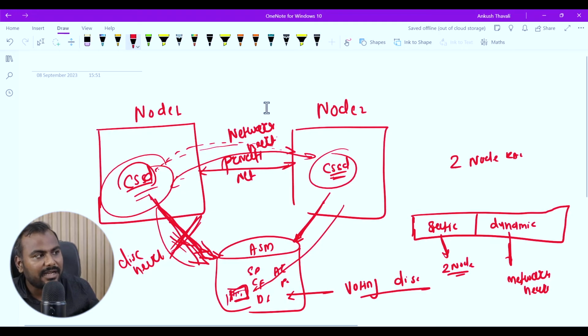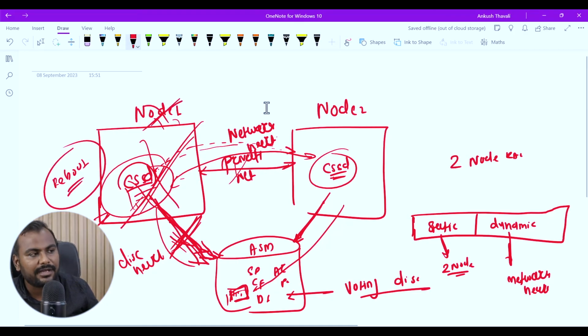Or there is a chance that node 1 and node 2 are not communicating to each other. So node 1 is down because of a certain problem, like a network problem. In that case, what will happen? The voting disk will say, okay, let's reboot this machine. Node 1 is going to be rebooted and node 1 will not be part of your clusterware. So this is all possible with the help of the voting disk.